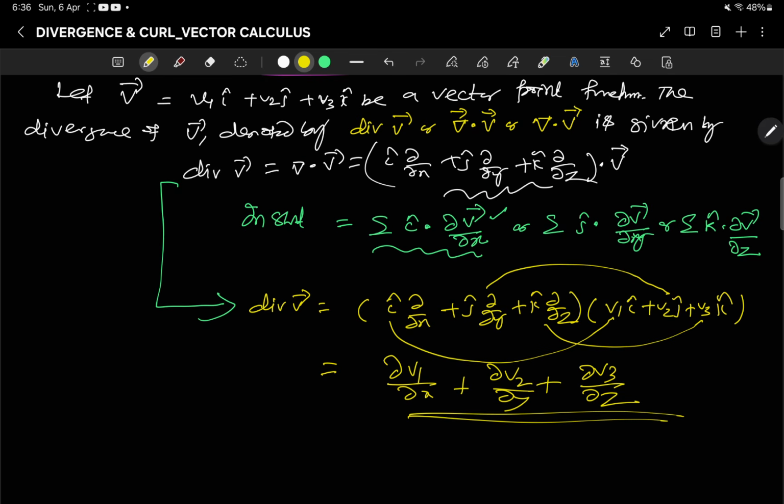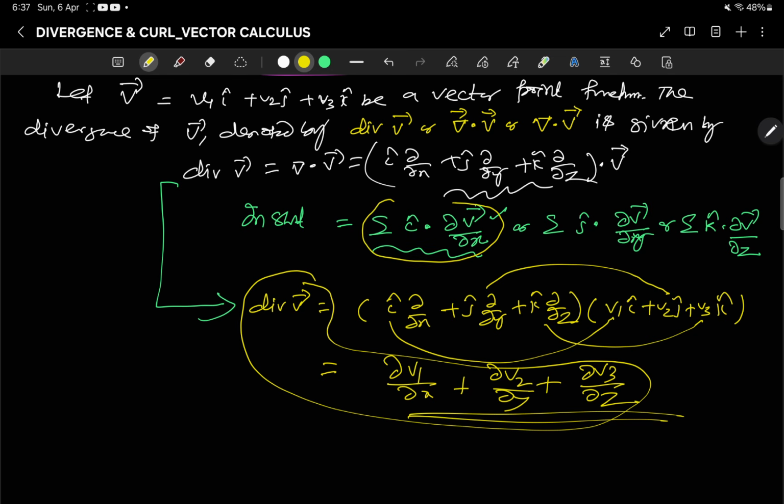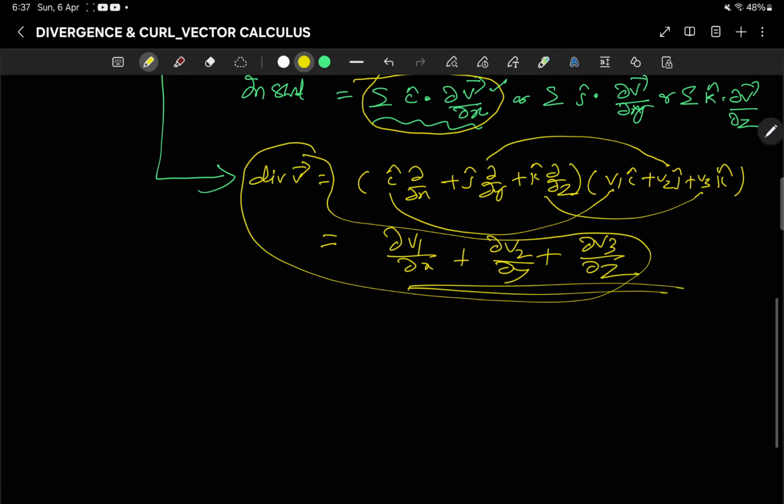For solving problems, we use this aspect. For proving the properties, we use this aspect. Let me give an example.